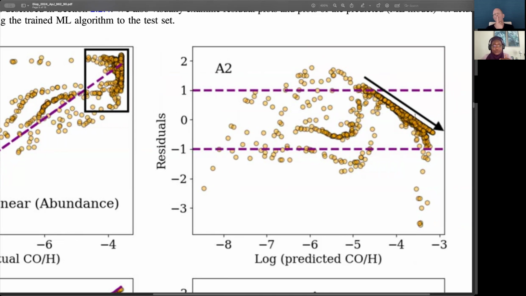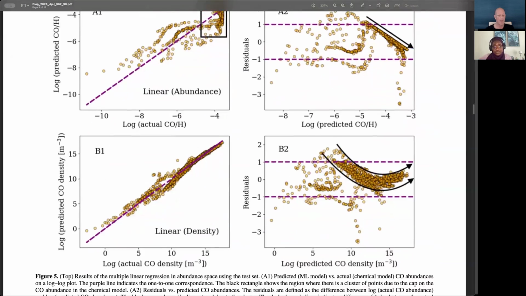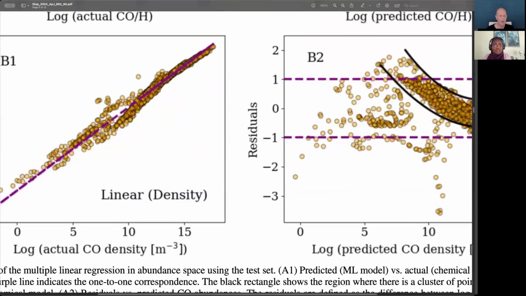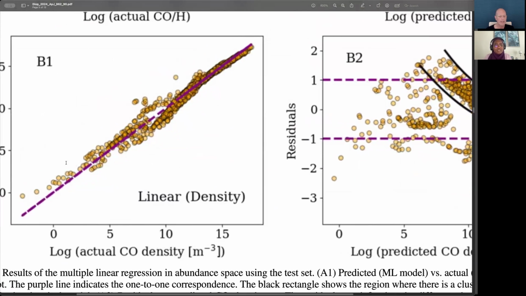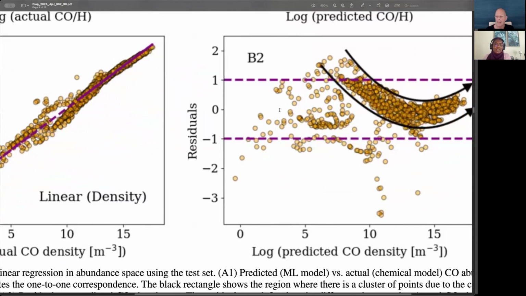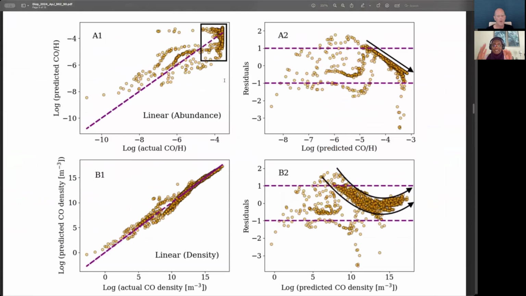So to deal with this issue, we shifted from working in abundance space to density space, which is more continuous, as we can see in the panels below, where we shift from abundance to density. We see that with this shift, we remove that cluster effect and we have a much better agreement. But when we start looking at the residuals, we start seeing this major curvilinear trend. And what that is telling you is that your algorithm is not picking up all the complexity that's happening. So the linear model is a little bit too simplistic to capture everything going on. So you need to try a more complex algorithm.